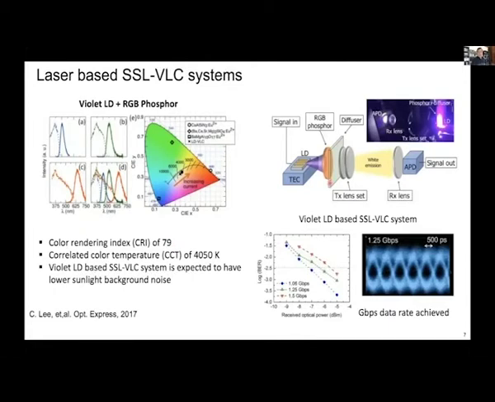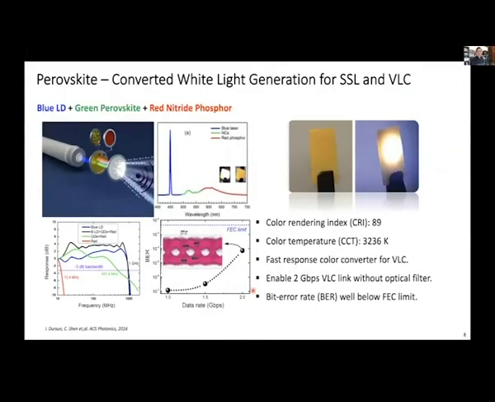So instead of using a single yellow phosphor, in this case we are integrating RGB phosphor in a phosphor plate followed by a diffuser. To excite the RGB phosphor, we use a violet laser diode, which is 405 nanometers instead of blue, and then guide it into the APD for measurement. We improved the CRI to about 80 and successfully tuned the color down to about 4000 Kelvin, yet still being able to keep 1 gigabit per second of data rate.